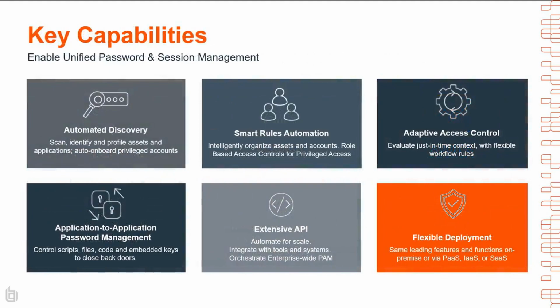Key Password Safe capabilities allow organizations to quickly and effectively start managing credentials and sessions in their environment. Automated discovery allows them to quickly scan, identify and profile all assets, finding out information such as local users and installed software on those machines. Smart rules then use that information to sort assets and accounts into logical groups, and that helps to automate operations such as onboarding. The resulting smart groups are regularly updated and the basis for access control, and this adapts according to changes in the environment and combines with flexible workflow rules to build a robust and dynamic access policy.